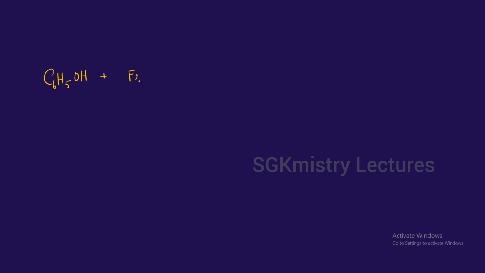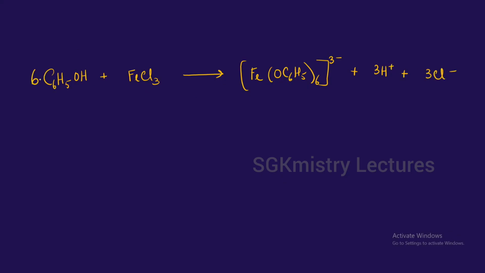C6H5OH plus FeCl3 gives [Fe(OC6H5)6]3- along with H+ and chloride ions. This is with respect to the complex that is formed, the iron phenol complex, which is violet in color. This is the same reaction we already conducted for resorcinol, but here we are talking specifically about phenols.